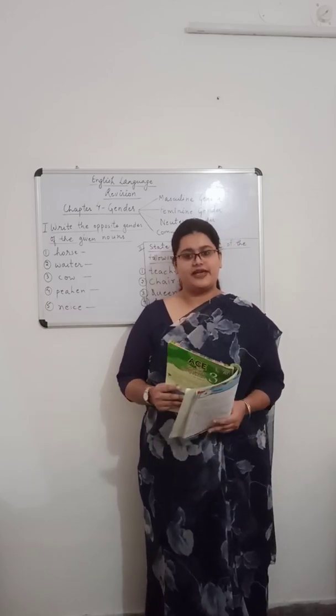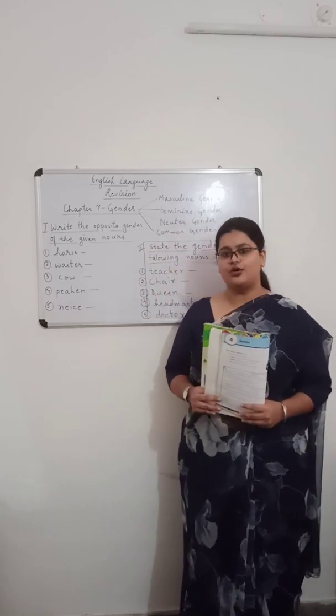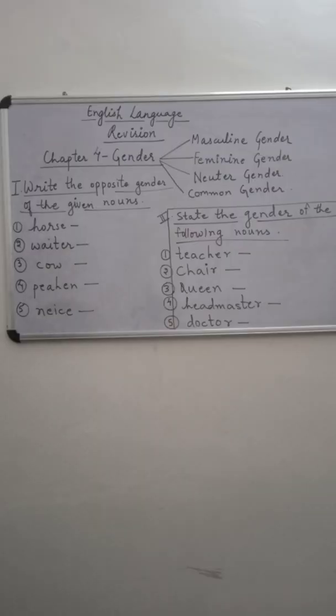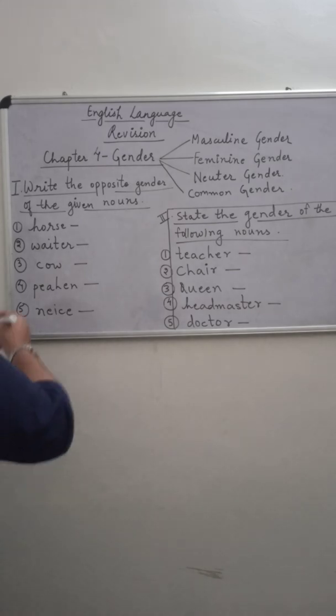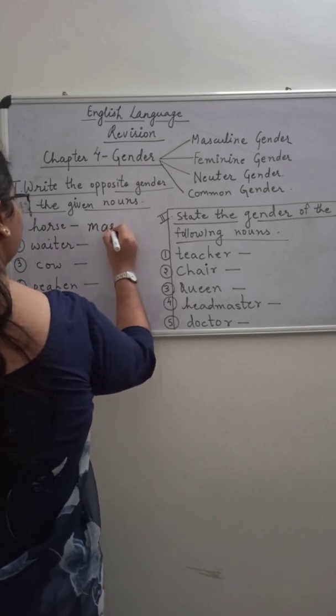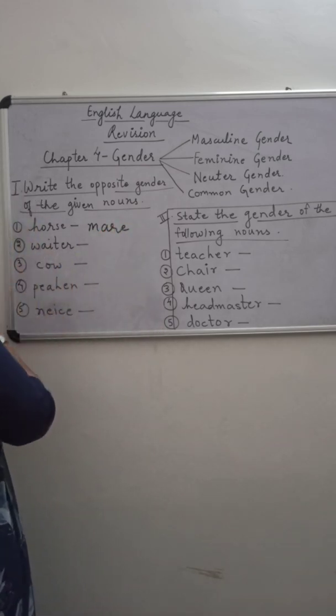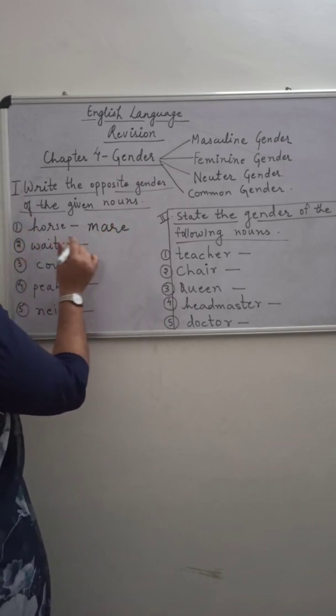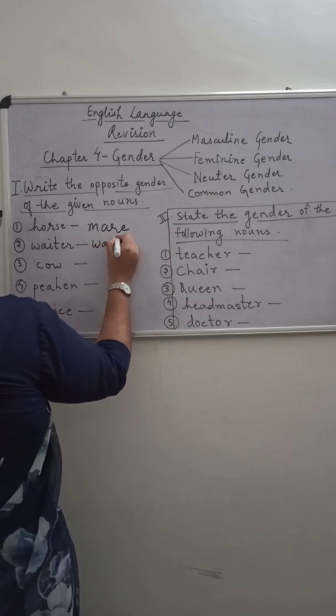Now let's do some exercises that are given on this board. Let's see the first exercise. Write the opposite gender of the given nouns. First one, horse. So the opposite gender of horse is mare. Second is waiter. The opposite gender of waiter is waitress.